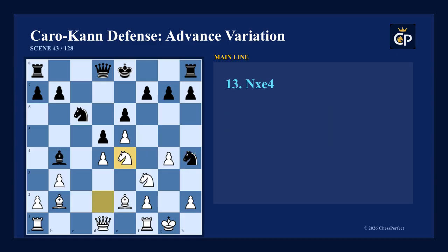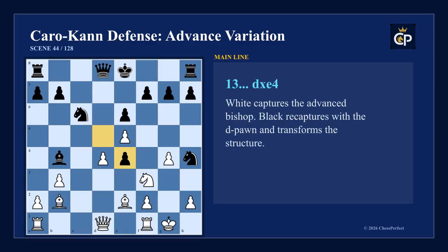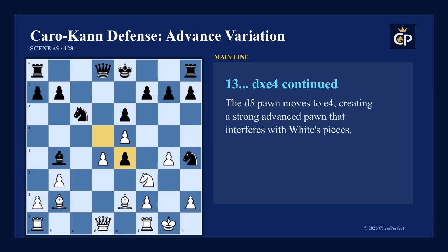Knight takes e4. dxe4. White captures the advanced bishop. Black recaptures with the d-pawn and transforms the structure. The d5 pawn moves to e4, creating a strong advanced pawn that interferes with White's pieces.